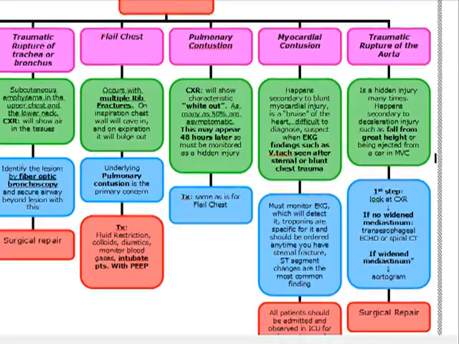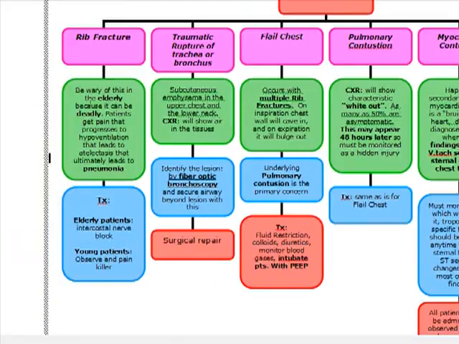Okay, so I think we got these down. Rib fracture, remember, look out for the elderly. Elderly patients, we're going to do intercostal nerve block. And the young patients, we're just doing observation and analgesics. Traumatic rupture of the aorta, we're going to look for the pneumomediastinum on chest x-ray. We're going to identify with fiber optic bronchoscopy and surgical repair.